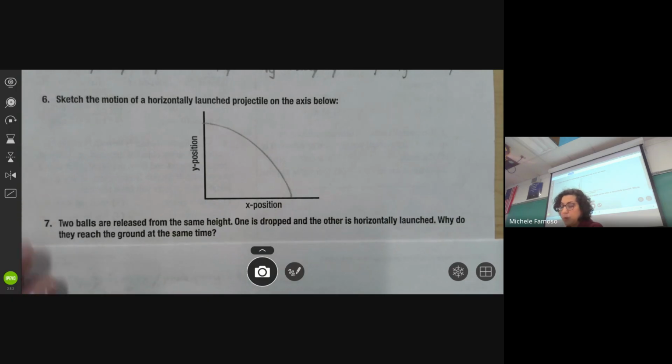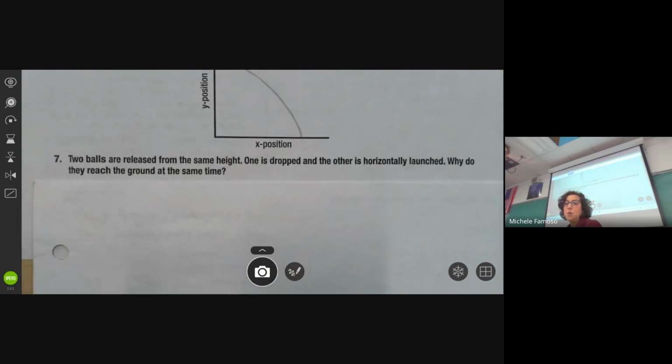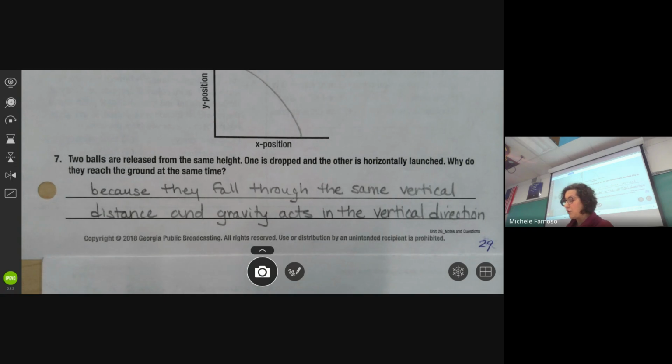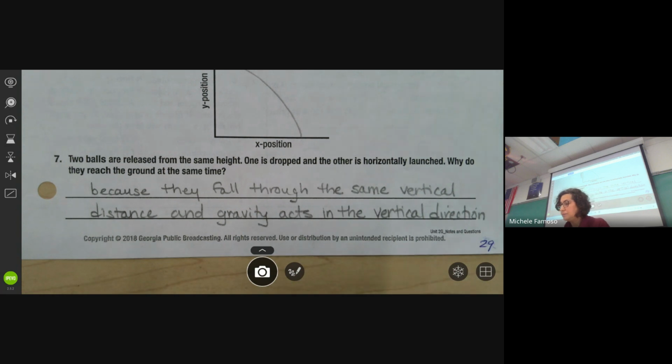Number 7, 2 balls are released from the same height, but one is dropped and the other is launched horizontally. Why do they reach the ground at the same time? Because they are moving through the same vertical distance, and the vertical acceleration of gravity is the only thing acting in the vertical direction. The horizontal velocity has nothing to do with it. Any questions on that page?